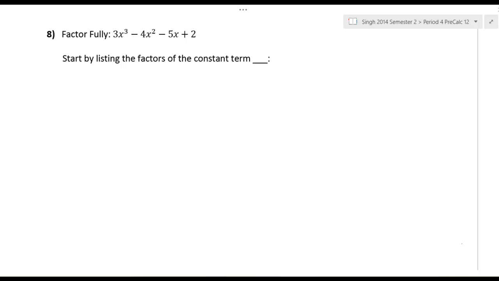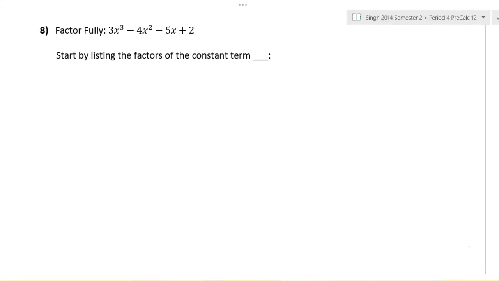Let's go over the answer. We're going to start off by listing the constant term, which happens to be 2. And we're going to further list all the factors of 2. Lucky for you, I picked a small number, so there's not very many factors to test. We got plus or minus 1 and plus or minus 2. So we know that we don't have to try too many times until we find a factor. So let's start off with trying x equals 1.